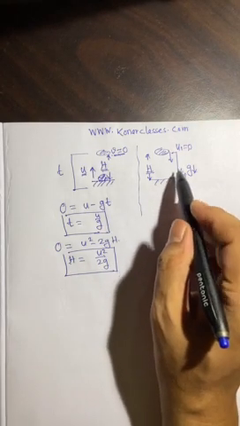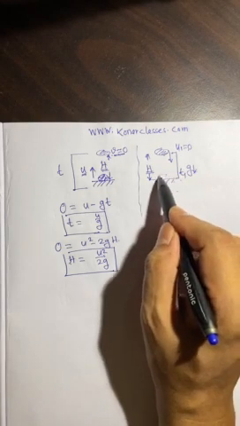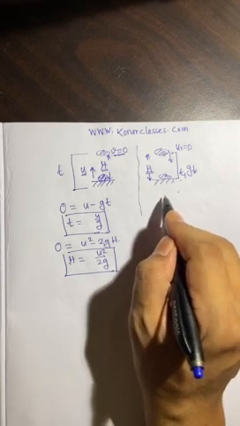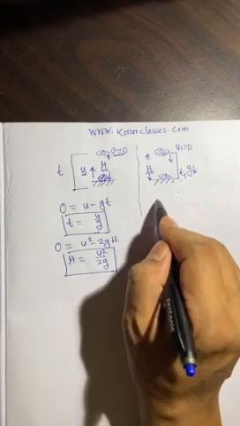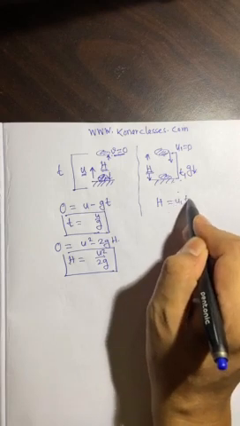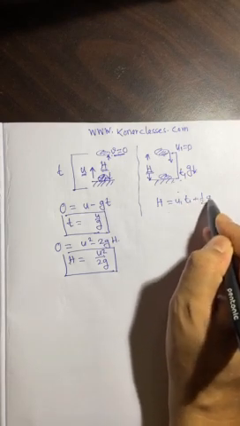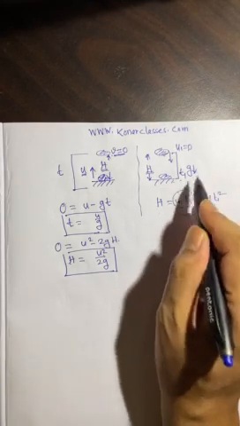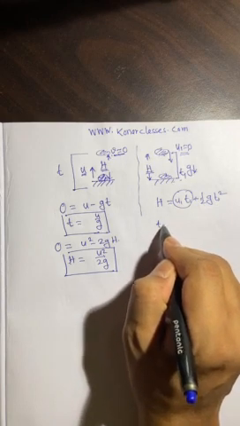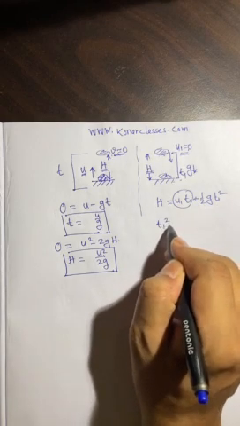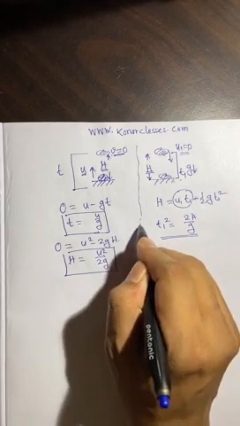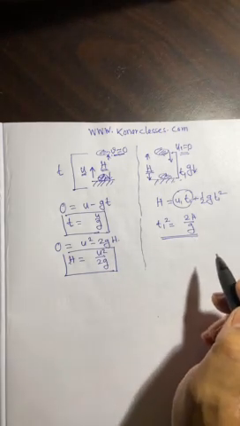Now what happens when it comes down? The same particle is coming down under the force of gravity, and it will cover the same height h, but coming down. So here we can put h equal to u1 t1 plus half g t1 square. The u1 term is 0 because it is free fall. So t1 square equals 2h by g.